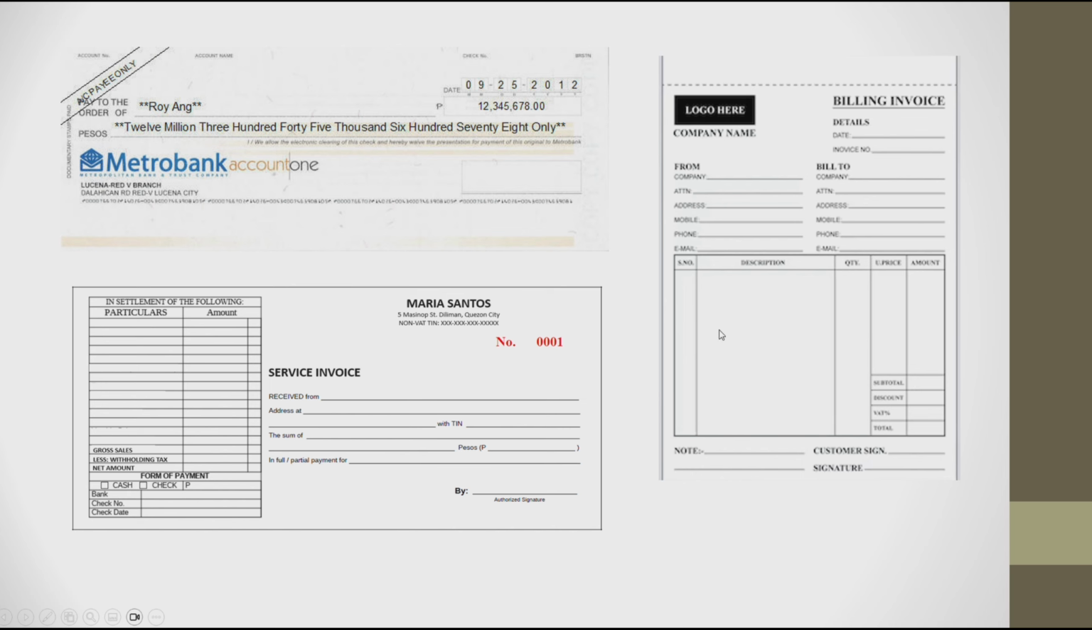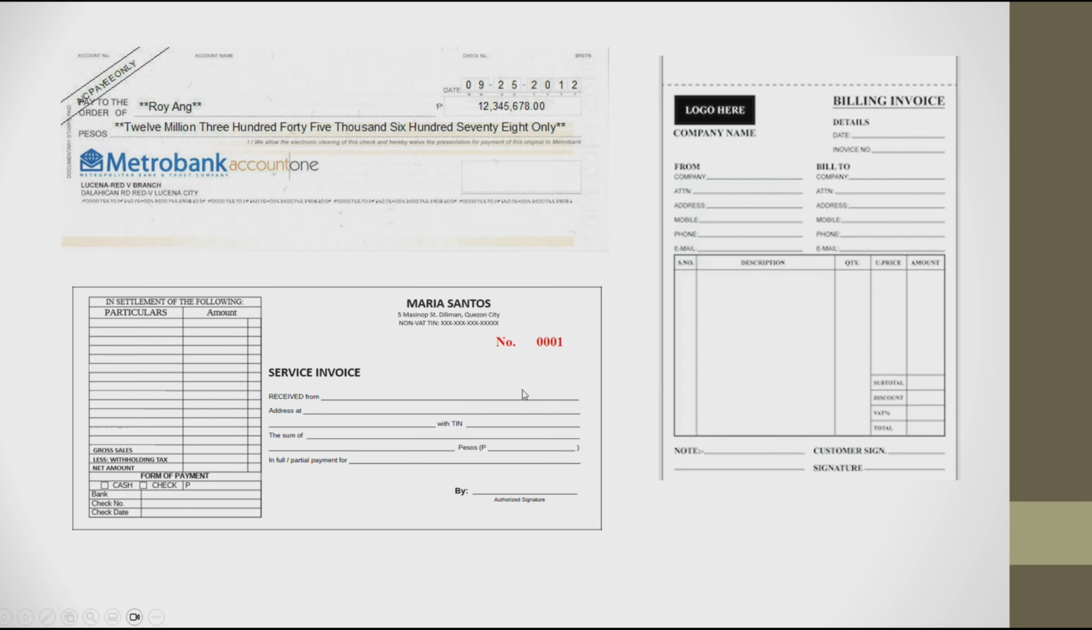Okay? And this is the billing invoice format. So on the service invoice, we have the number, of course, and then the particulars and the amount. So we have gross sales if ever there are a lot of items purchased. So we have the gross sales less the withholding tax. Of course, there will be an addition of VAT if ever Maria Santos in here is actually vatable. In here, in our example, she is a non-VAT. So there is no VAT added here. But if Maria Santos is VAT registered, there will be a VAT here.